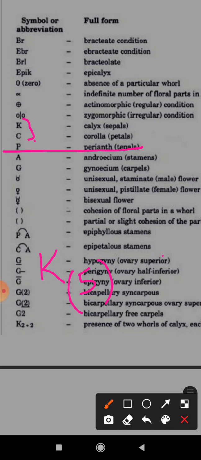Now if the androecium is attached to the perianth, of course the perianth will be explained first. When you write the floral formula, perianth will come first, that is the sequence. Then we write P, A, and we put an arc over it, joining A to P. Now this arc represents that the androecium is attached to the perianth. So in that case, that is epiphyllous stamen. Epiphyllous stamen means that the androecium is attached to the perianth. That means, of course, the filament of the androecium is attached to the perianth, right?